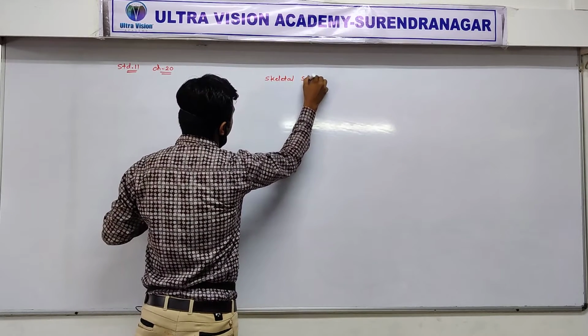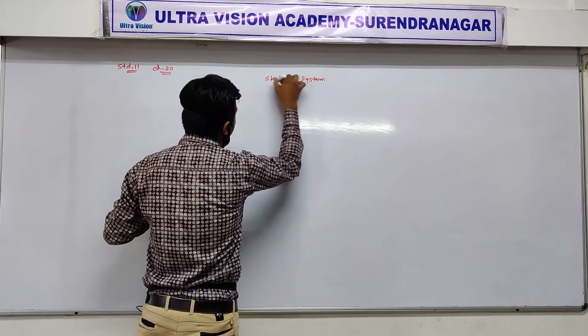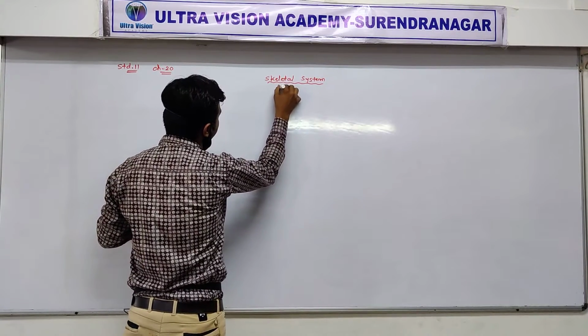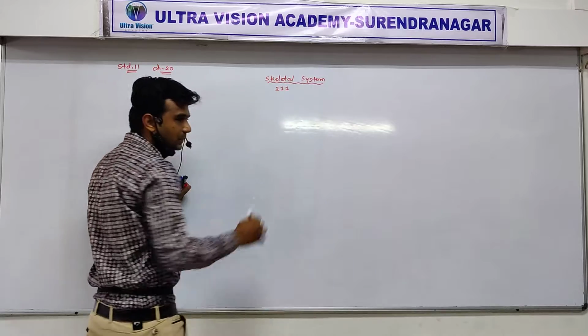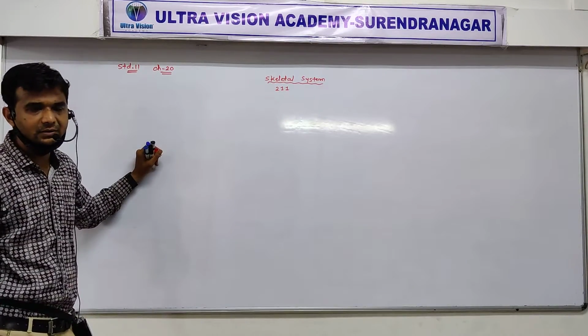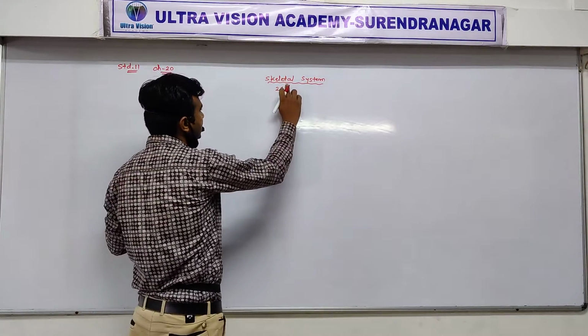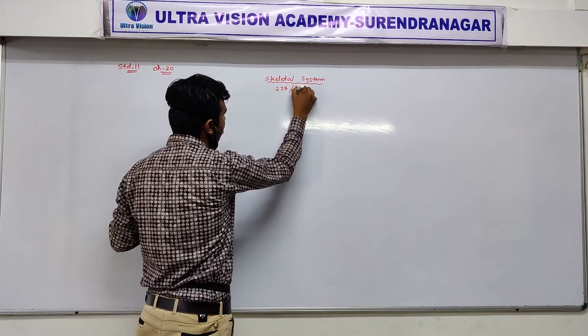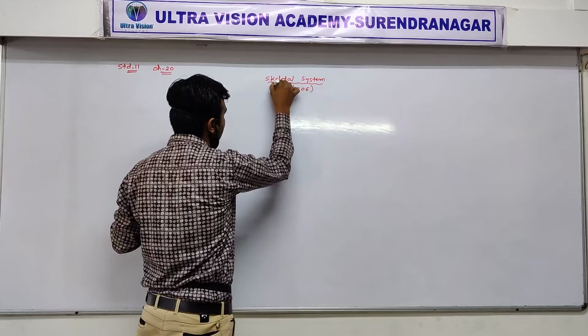Skeletal system consists, actually, 217 bones, fine, but we count that as 206 bones.